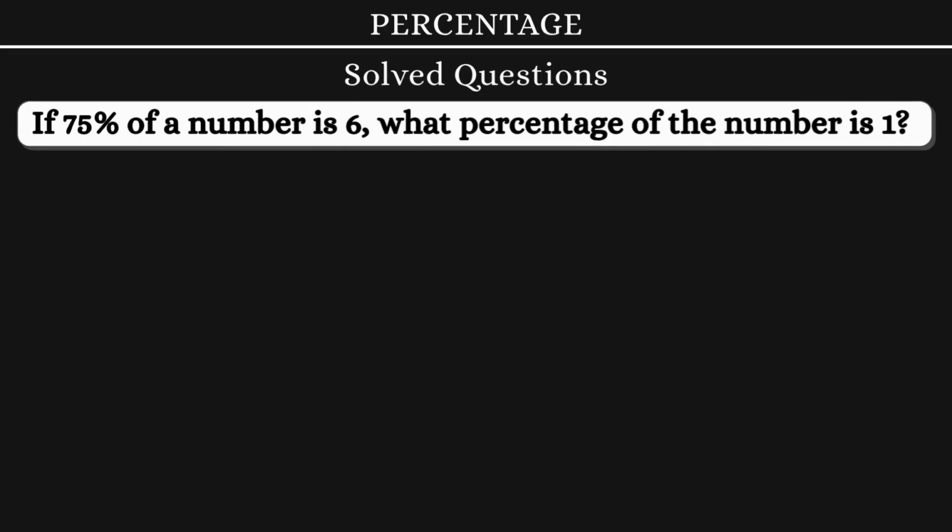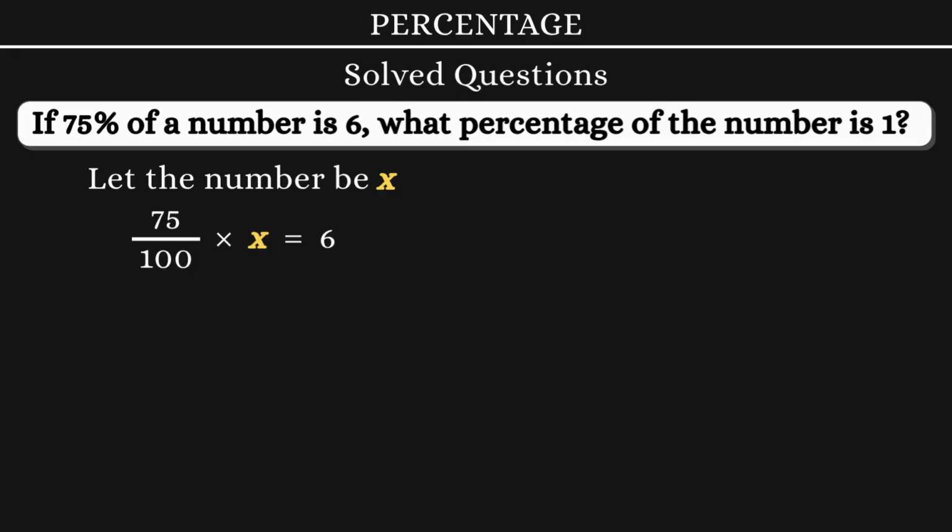Let's first find what the number is and then find out 1% of that number. As usual, we'll assume the number to be x. So 75% of x is 75 by 100 into x. This is equal to 6. So we can write 3 by 4 into x is equal to 6, or x is equal to 6 into 4 divided by 3, which is 8.